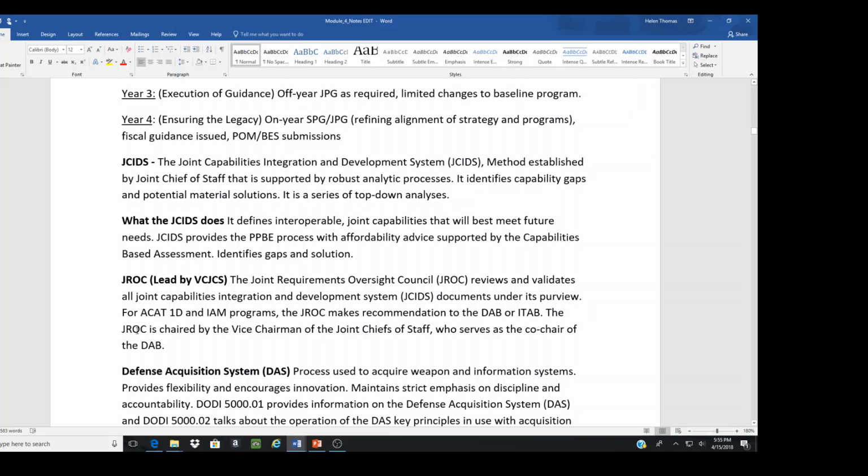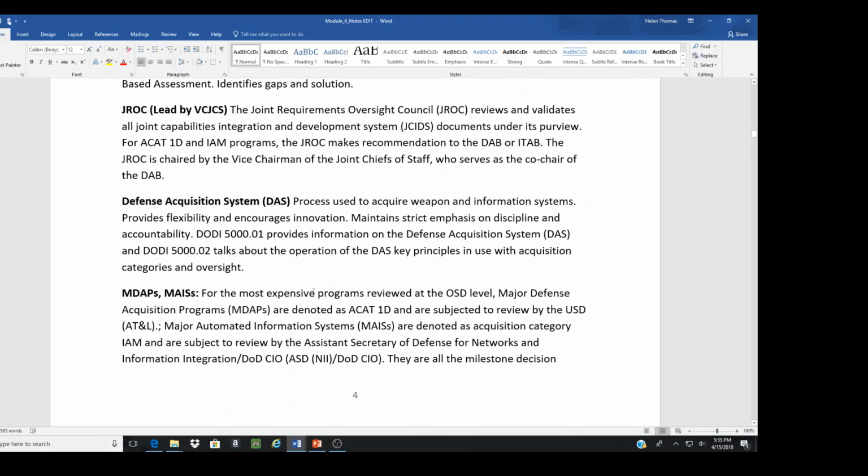So remember the three systems: JCIDS, PPBE, Defense Acquisition Board. So this guy not only is the chairman responsible for JCIDS, he also co-chairs the Defense Acquisition Board. So he sits on that other board, which is in charge of this system, the Defense Acquisition System. And the other chairman for the Defense Acquisition System is the Undersecretary of Defense for Acquisition, Technology, and Logistics, USD AT&L, and you see it down here.